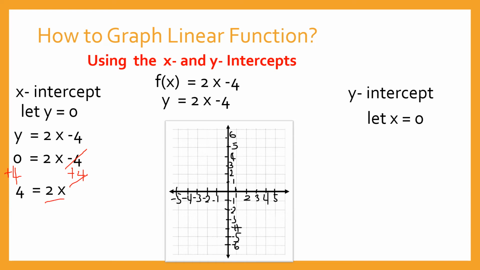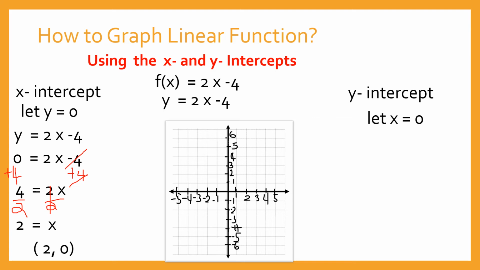And then divide both sides by 2 to solve for x. This is 2 divided by 2 is 1, so x is equal to 2. So the point now is 2, 0. That's where the graph crosses the x-axis.